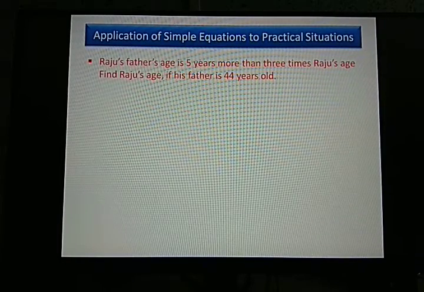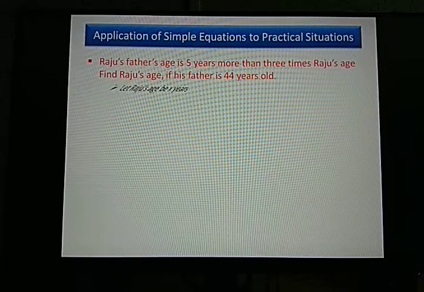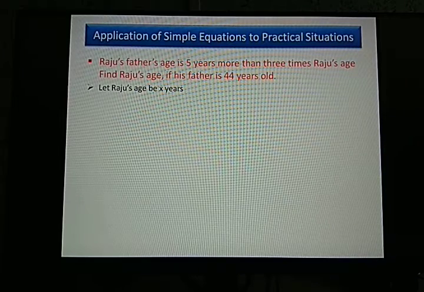Okay. Now this is the example of an age problem. This is the age problem given here. So Raju's father's age is 5 years more than 3 times Raju's age. Find Raju's age if his father's age is 44 years. Now we don't know what is Raju's age here. So we'll denote it with the help of a variable. So let Raju's age be x years. We don't know how much it is. We need to find it.